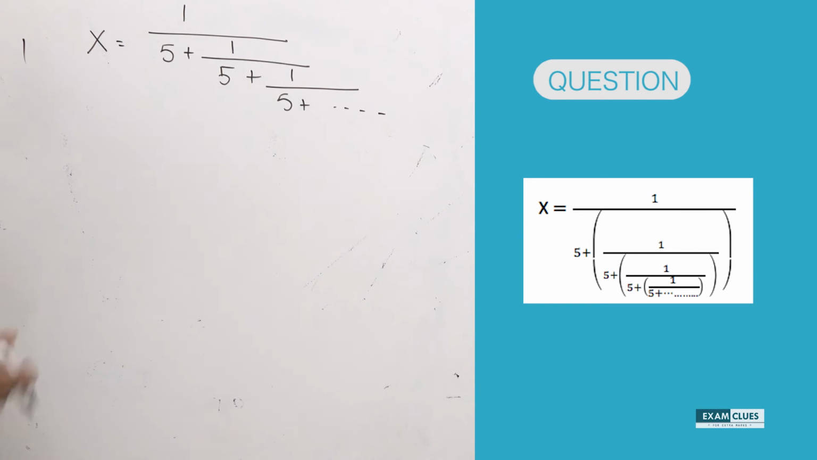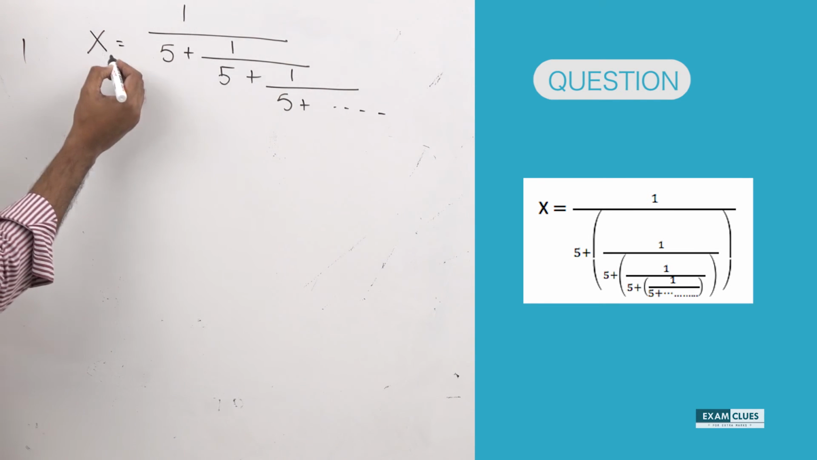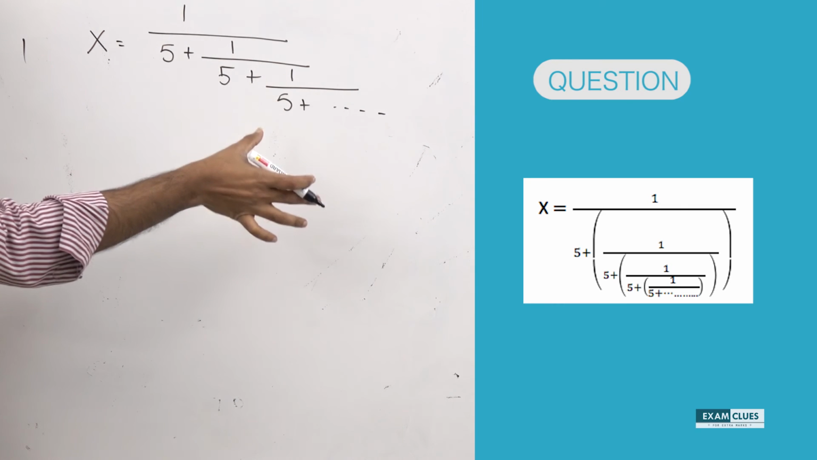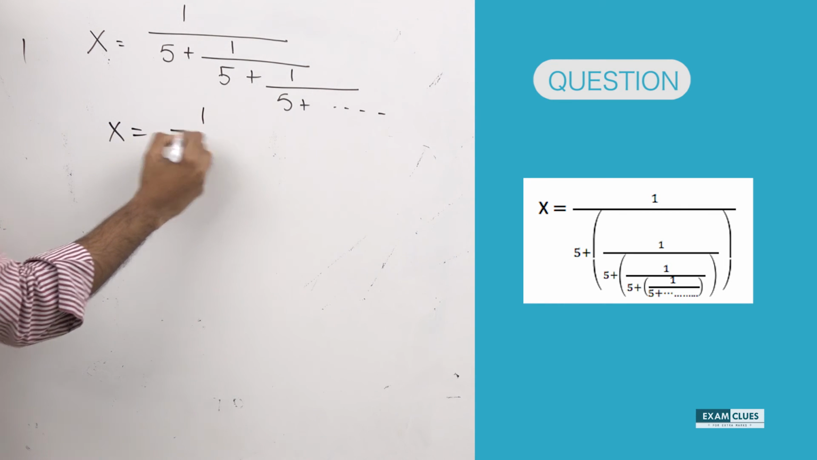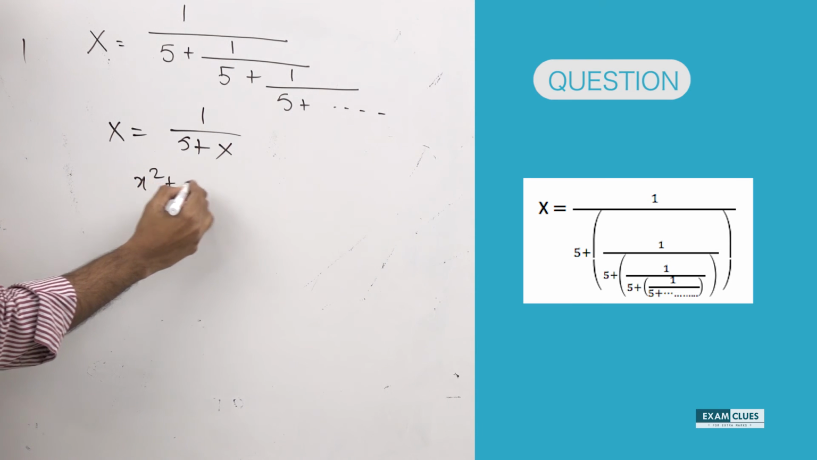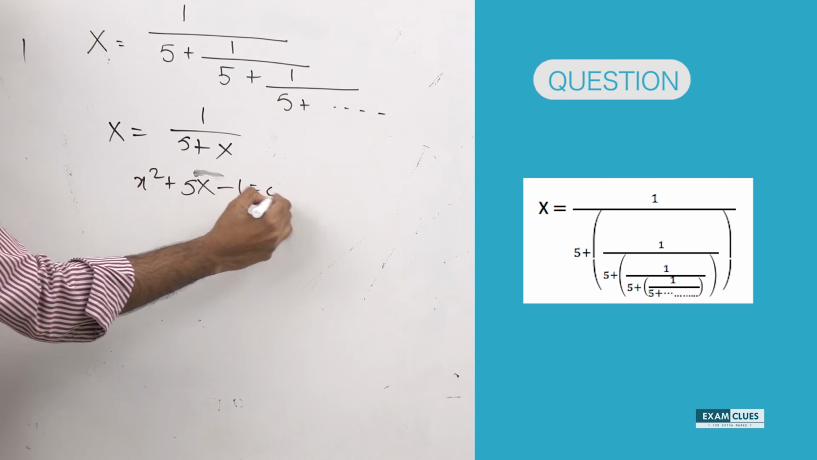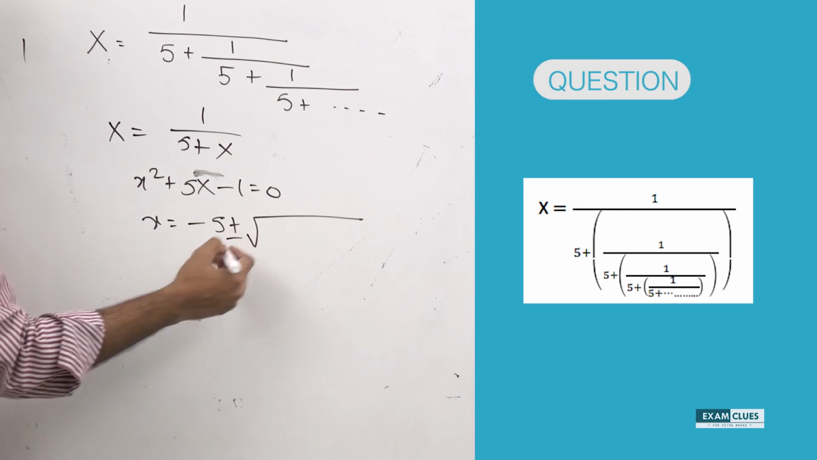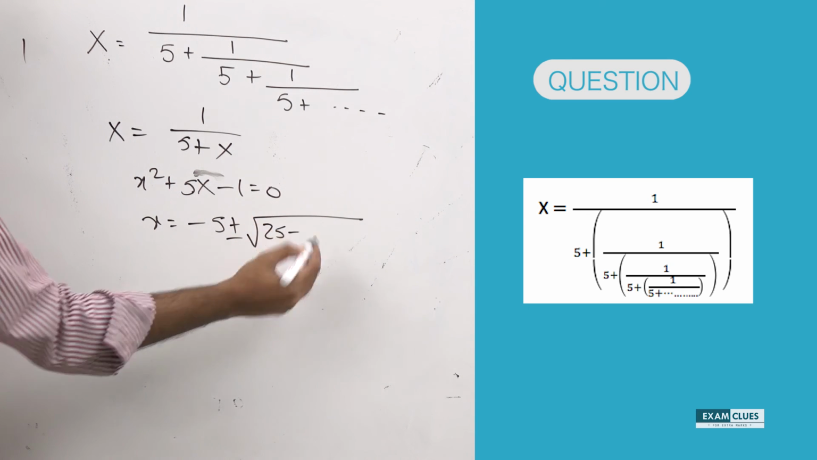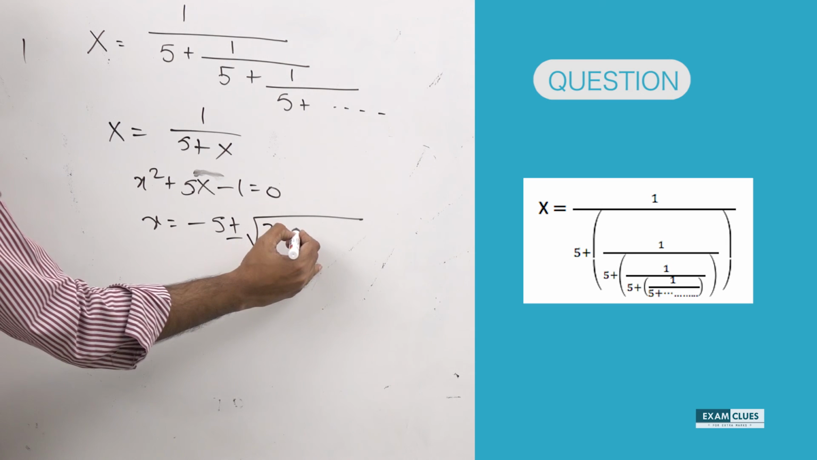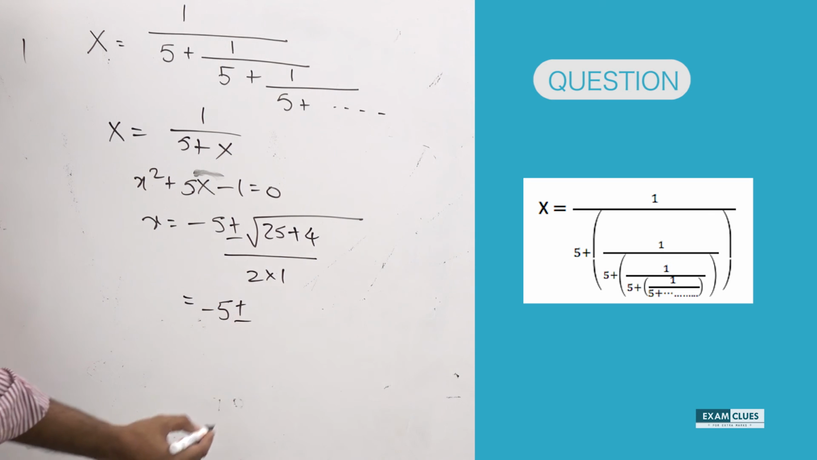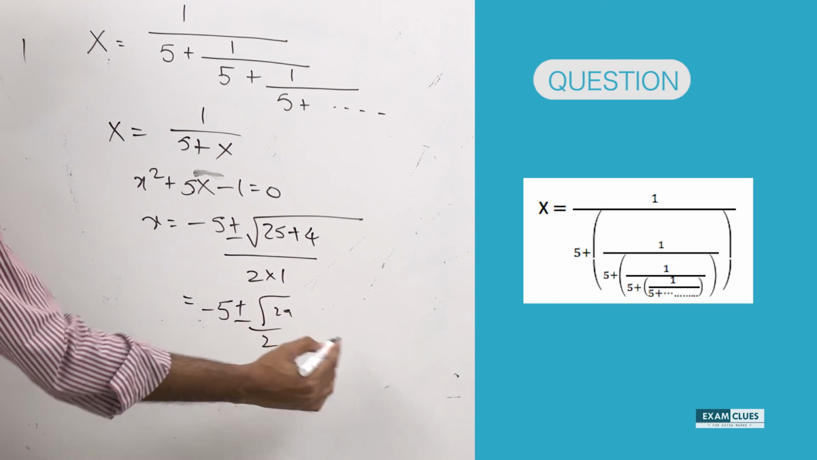Now let's look at how we can solve it using the traditional method using quadratic equations. Because x is equal to 1 by 5 plus something, which is just repeating. The whole sequence is repeating. So I will write this as x equals 1 by 5 plus x. So x square plus 5x minus 1 is equal to 0. X is equal to minus 5 plus or minus square root of b square minus 4ac. That is 5 square is 25, minus 4, a is 1, c is minus 1, so it will become plus 4, divided by 2 into 1. So minus 5 plus or minus square root of 29 divided by 2.